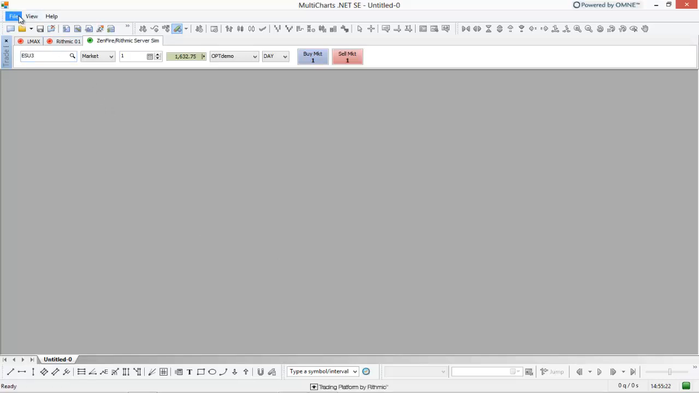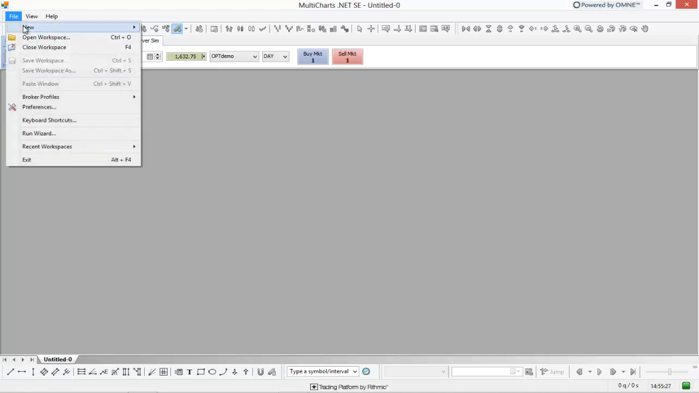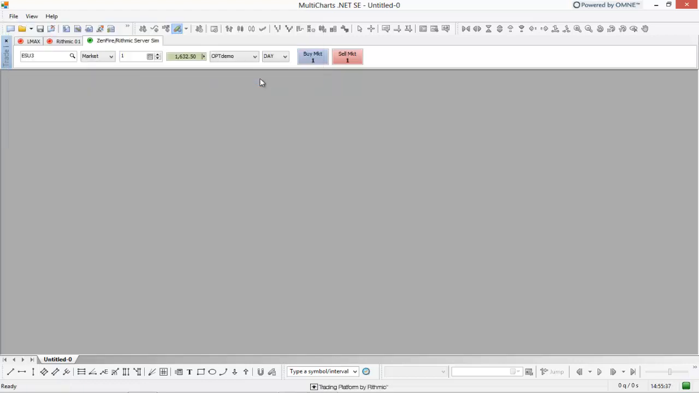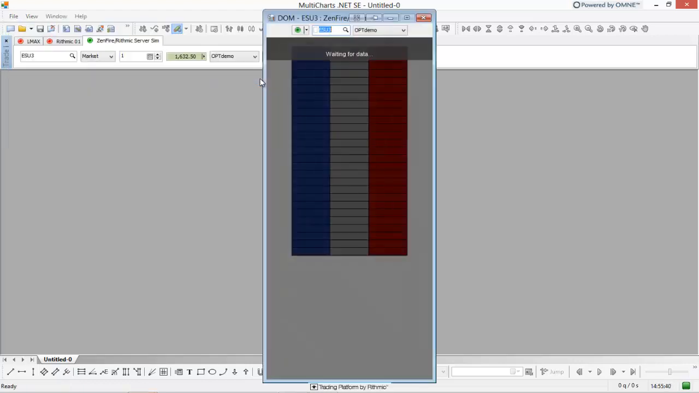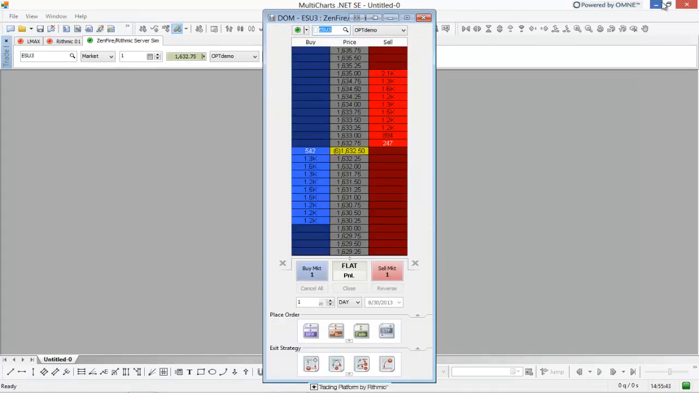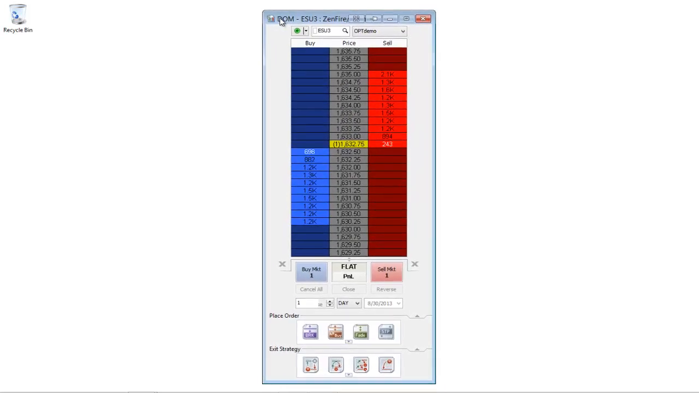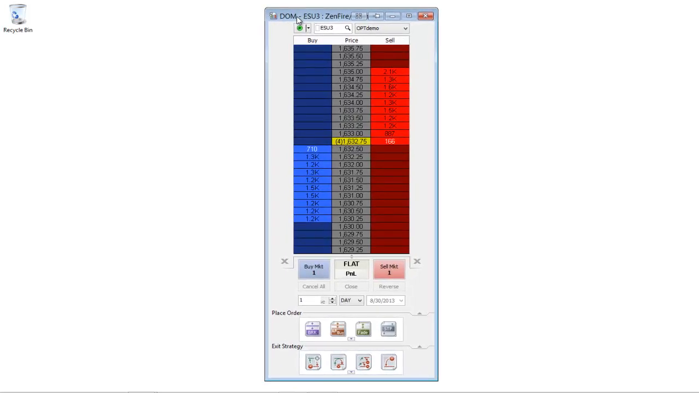Before we get too in depth here, let's go ahead and bring up the dome window, the depth of market screen, by going to file. We're going to go to new, and we're going to use the dome window option here. There's also a keyboard combination, Control Insert, if you want to memorize that. I'm just going to bring that up now. I'm going to minimize the rest of Multicharts so we can focus on the dome. You see that it is a free floating window. It's not attached within the Multicharts platform itself by default, unlike charts. So keep in mind that you have that flexibility.